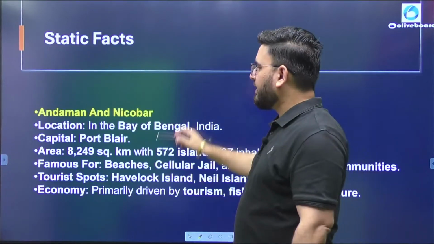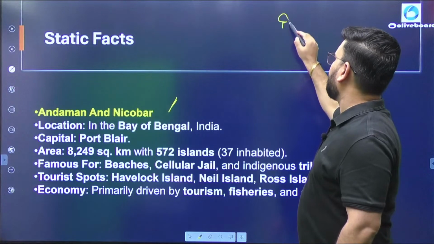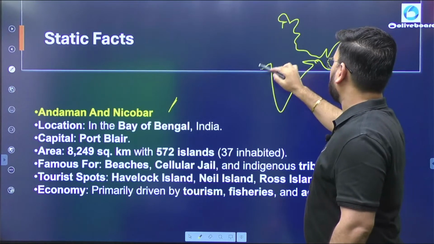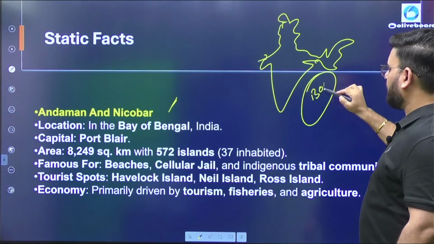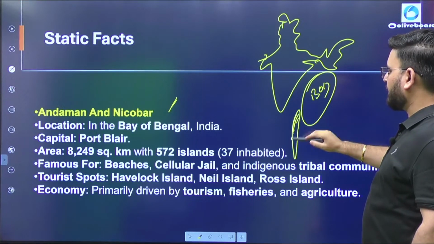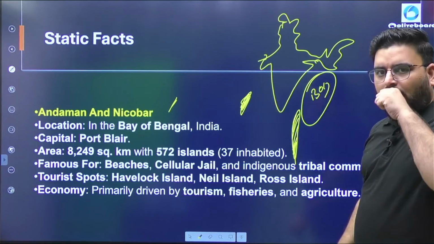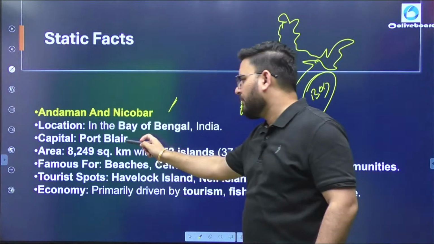Now talking about the Andaman and Nicobar Islands, where are they located? So this is India. This is the Bay of Bengal. Right. Here is the Andaman group of islands. Here is Lakshadweep. Okay. So the capital is Port Blair.